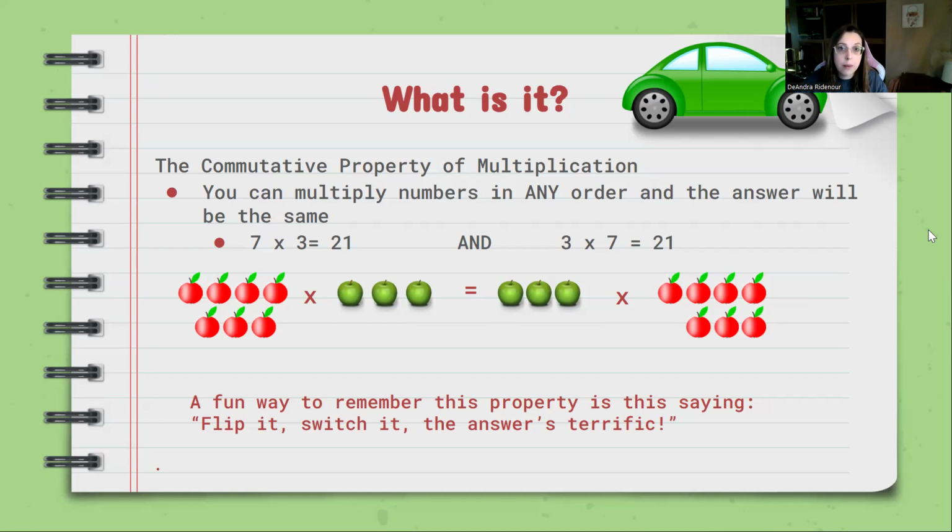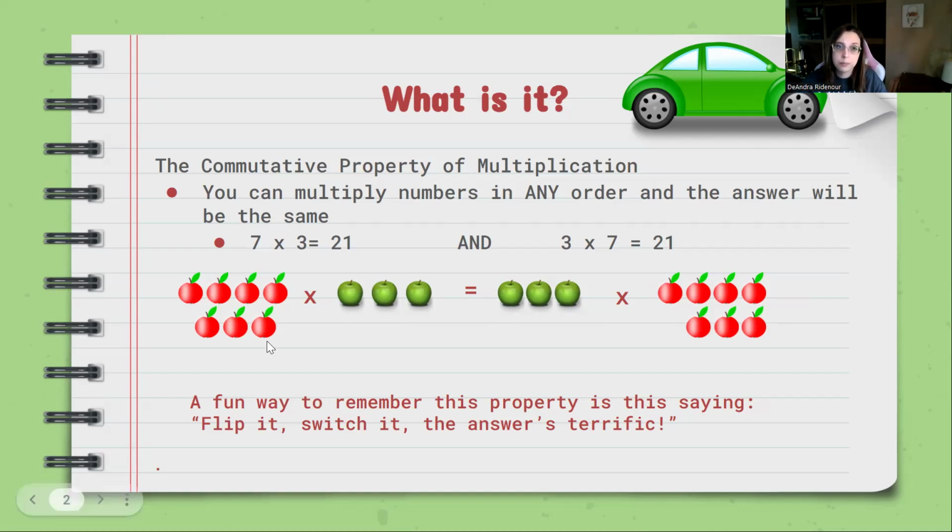A fun way to remember this is by saying flip it, switch it, the answer's terrific. Let's say it together now, okay? Flip it, switch it, the answer's terrific. Yay, good job, guys. Again, the commutative property means that you can take any numbers that you're multiplying and you can flip-flop them around. You can move them around from place to place and still get the same answer.